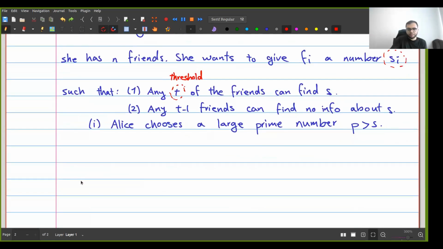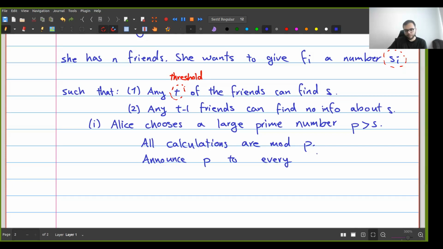So how do I do this? Well, the idea is actually to use polynomials. So I'm going to choose a very large prime number P that is larger than S, and I'm going to say that all of my calculations are modulo P. Okay, so all calculations are modulo P. And let's say that I also announce P to everyone. Okay, so Alice announces P to every friend. Okay.